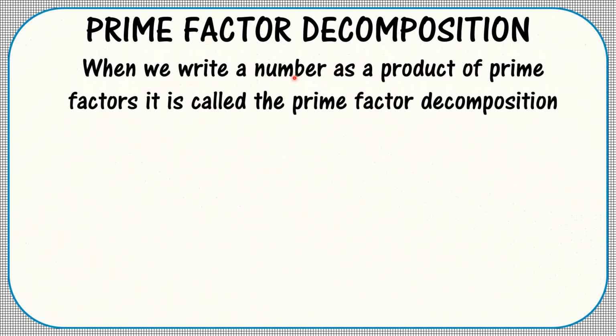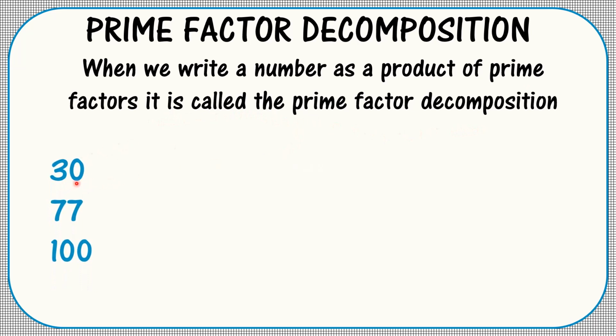Let's go through prime factor decomposition. When we write a number as a product, and the word product means multiplication or multiply in terms of math, when we write a number as a product of prime factors, it is called the prime factor decomposition. So let's look at a few examples.